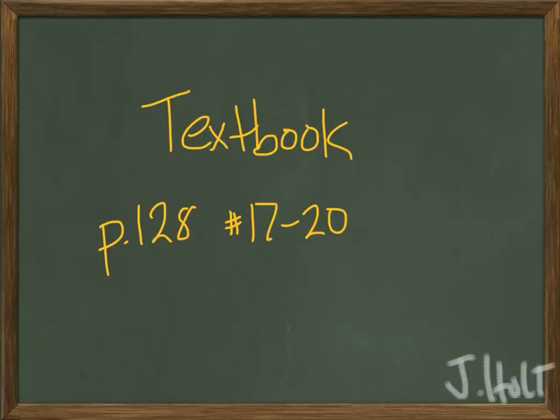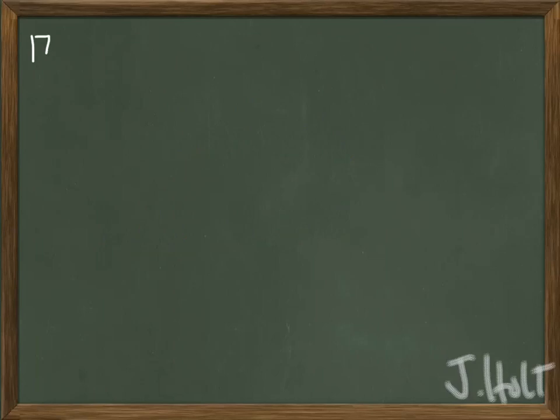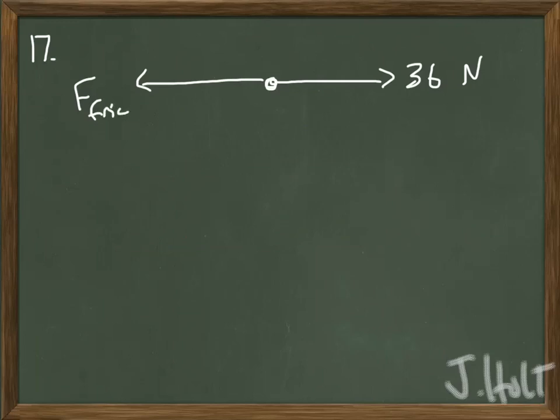Alright guys, let's take a look at the homework. For number 17, we have a girl exerting a force of 36 newtons. So let's draw out a free body diagram for this situation. We have the girl pulling the sled to the right.